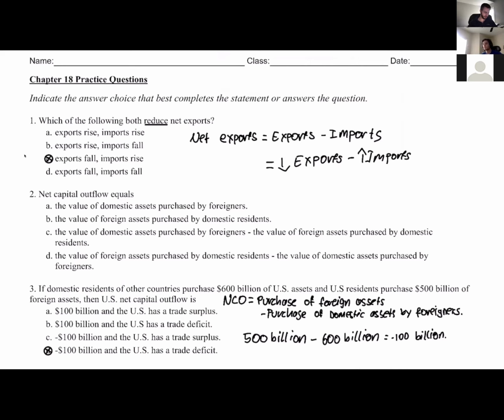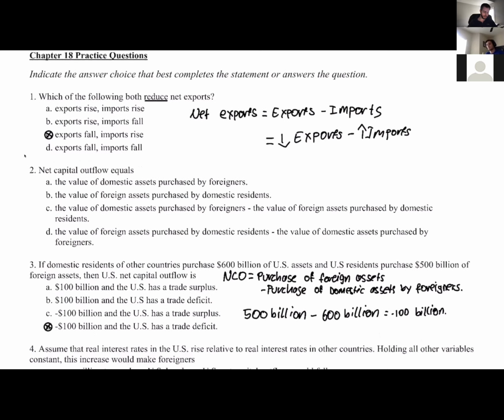The first question should be kind of easy. Which of the following both reduce net exports? Net exports is basically just exports minus imports. It's also sometimes abbreviated with an X, and all you're trying to do is make this number go up. No, actually down. You want to make this number go down. So basically, if exports fall or imports fall, that's going to make this number go down.